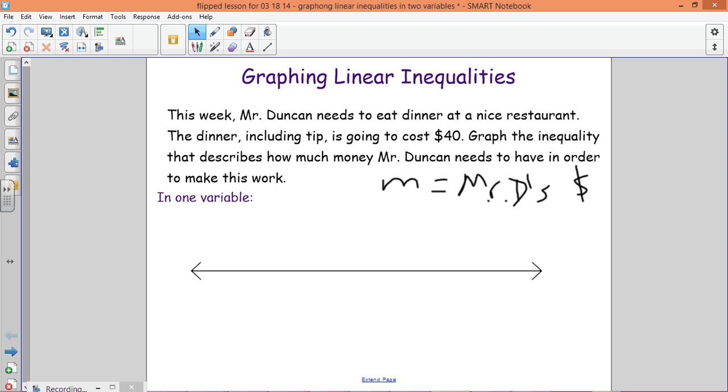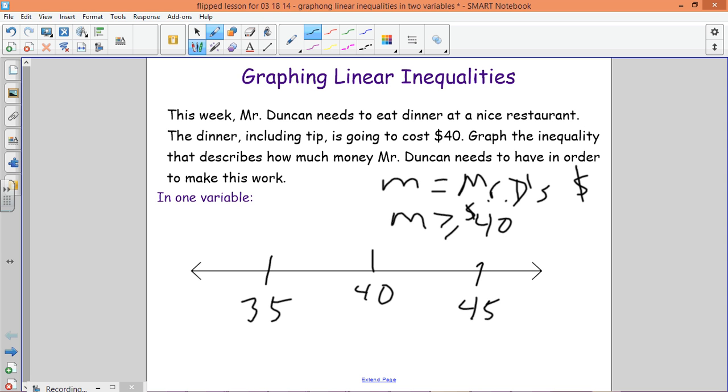Okay, so clearly that means I need $40 in my wallet or more. $40 will work, anything more than that will work, so my inequality is going to be M is greater than or equal to 40, or $40, however you want to talk about it. So I'm just going to put 40 at the center of my number line here. I'm going to put one number on either side. I'll do 35 and 45, and then I'll switch colors. How about red? And we'll graph this.